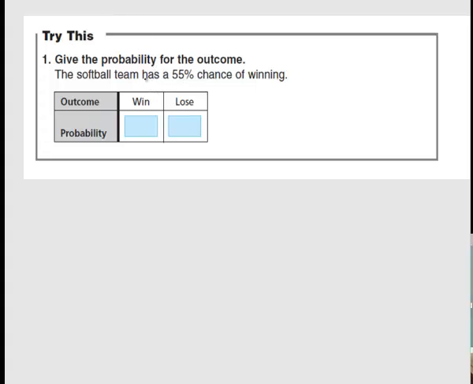Try this problem. I want the probability that the softball team is going to win and the probability they're going to lose. Please make this both in percentages and in decimal form. I will see you in class tomorrow.